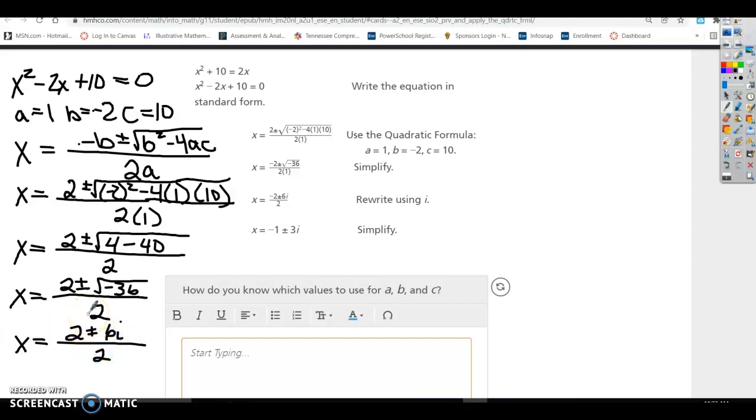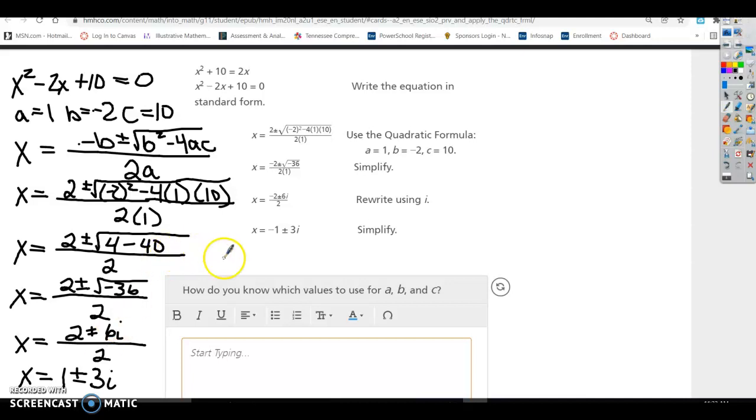And then this can be reduced. 2 divided by 2 is 1, plus or minus 6 divided by 2 is 3i.